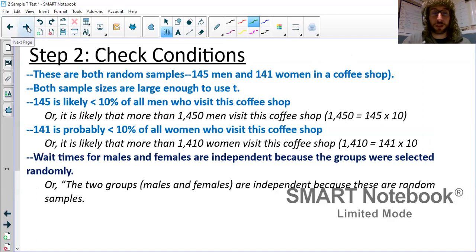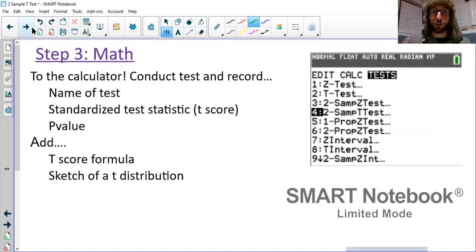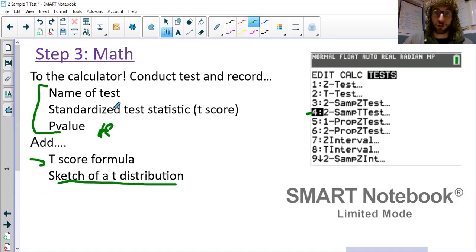So then we get to the math. Anytime you're going to the math, you're going right to your calculator. So you're going to do the 2-sample t-test on your calculator, write down the name at least, test stat, and p-value. The other stuff that's there, the x-bars, the s-x's, we're going to use those in writing the degrees of freedom and in the t-score formula. Degrees of freedom is something I should make sure we write down here, right? And then we can also use the draw feature to look at a sketch.